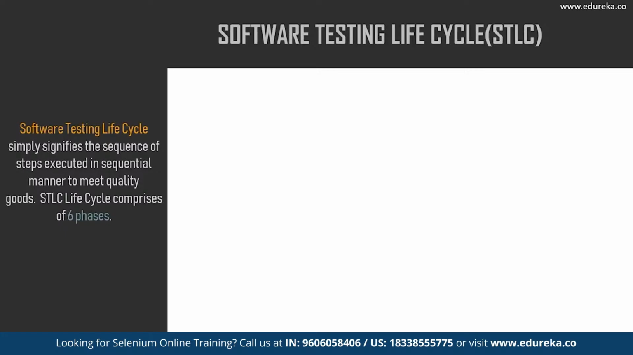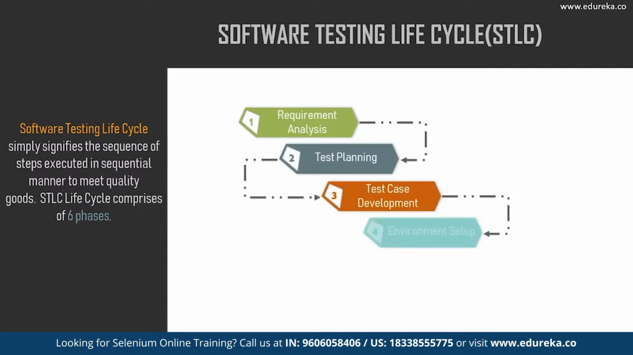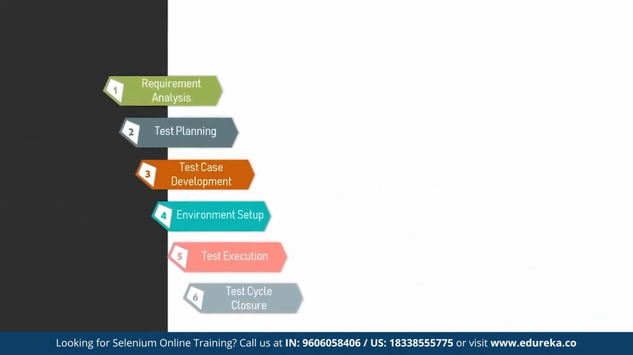Basically, it comprises 6 phases, which include requirement analysis, test planning, test case development, environment setup, test execution, and test cycle closure. Well, I'm not going deep in here, but let's just discuss what each of these phases mean in software testing lifecycle.